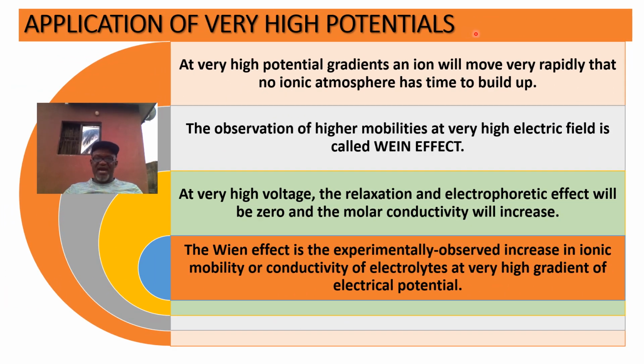You can also apply very high potentials. At very high potential gradients, an ion will move rapidly such that no ionic atmosphere has time to build up. You see, when it moves so fast, no ionic atmosphere will have time to build up. And this observation is what we call the Wien effect. At very high voltage, relaxation and electrophoretic effect will be zero, and the molar conductivity will increase. The Wien effect is the experimentally observed increase in ionic mobility or conductivity of an electrolyte at very high gradient of electrical potential.